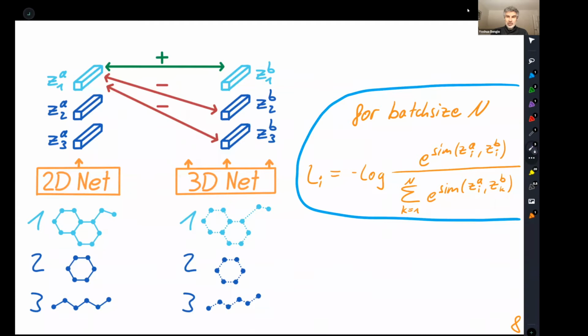The other question I have is, have you tried, instead of the contrastive methods, just predicting the 3D information from the 2D information? That would not suffer from that problem. What do you mean with predict the 3D information? So for example, predicting pairwise distances?